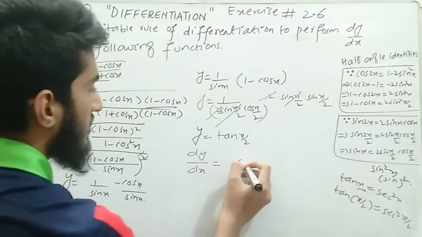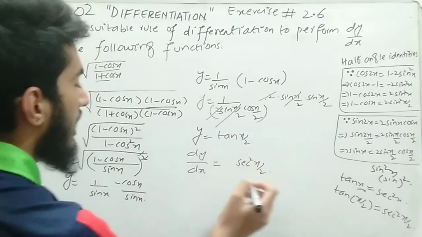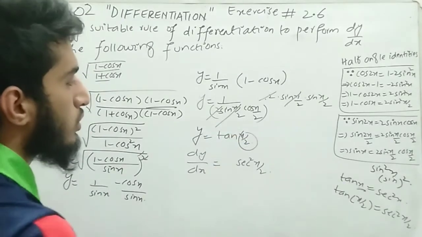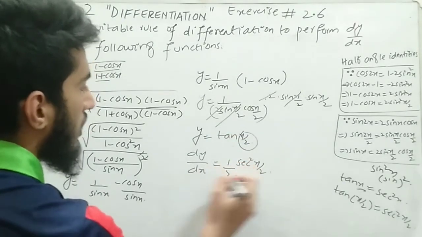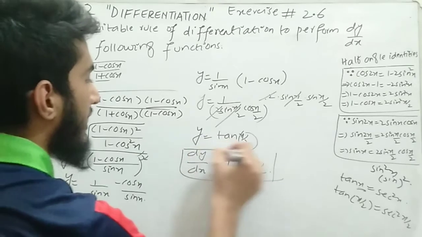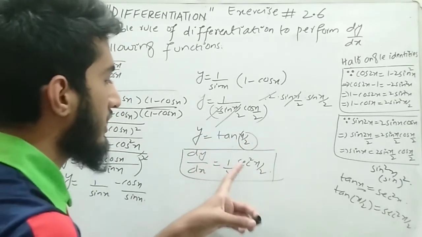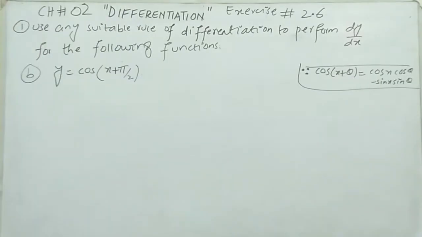So its derivative will be secant square x by 2. But here we have inner function x by 2, so its derivative will be 1 over 2. So this is the required answer, that dy by dx is actually equal to 1 over 2 secant square x by 2. Now move to part number B.